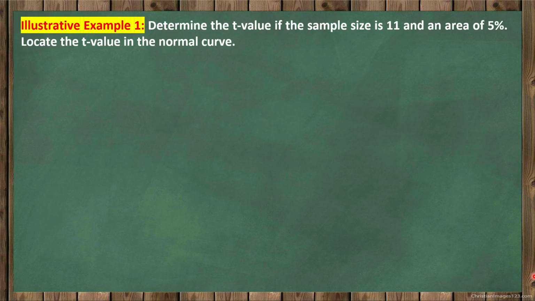So take note class, kailangan before na tayo magsagot, you have already downloaded the students T distribution table, no? So it is very important that you have that copy. You have the copy of students T distribution. So illustrative example number 1, to determine the t value. So if the sample size is 11 and an area of 5%, locate the t value in the normal curve.